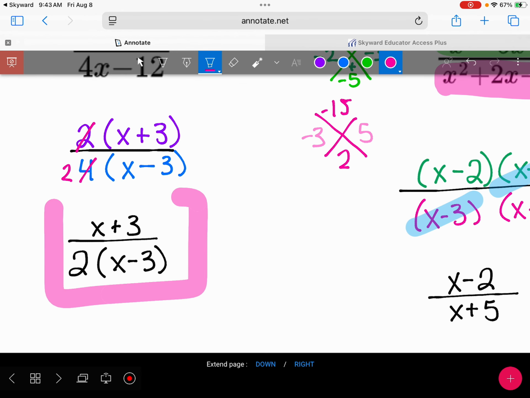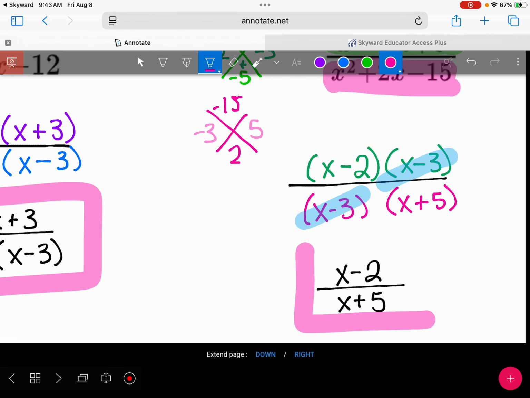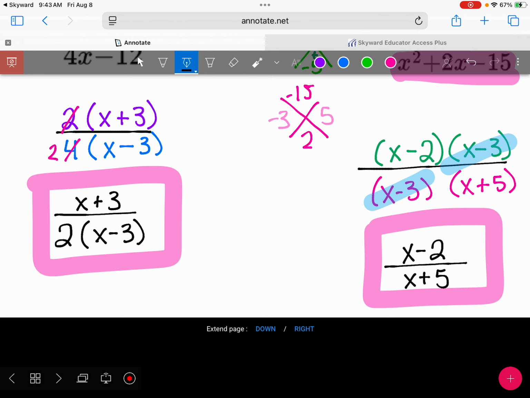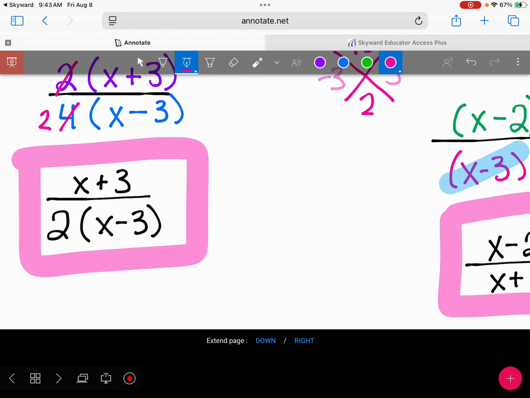So these were our answers. I just didn't box them. So when we're looking to see what our denominators cannot be, we want to know what would make our denominator 0. So on this one, what value of x would make my denominator 0? 3. So our domain restriction on this one would say that x cannot equal 3. So that would be the domain restriction on this one.